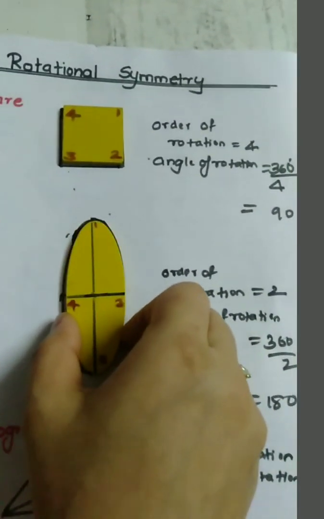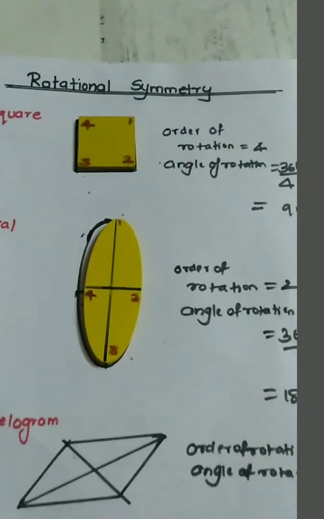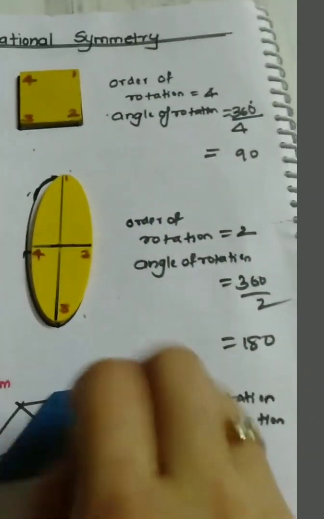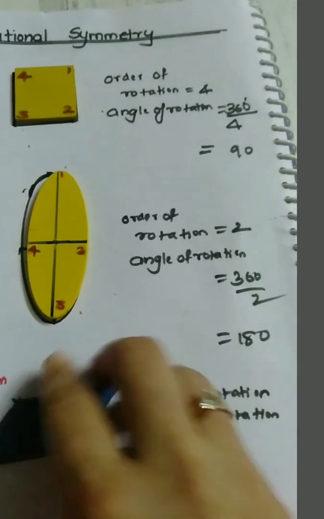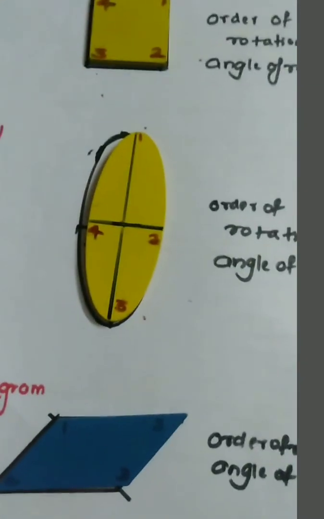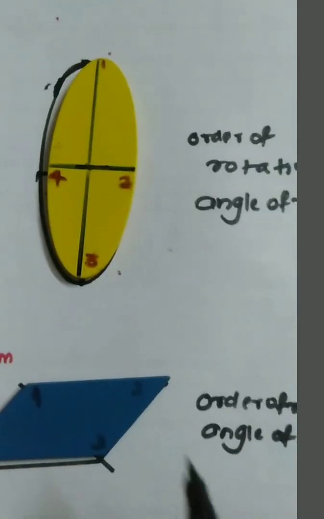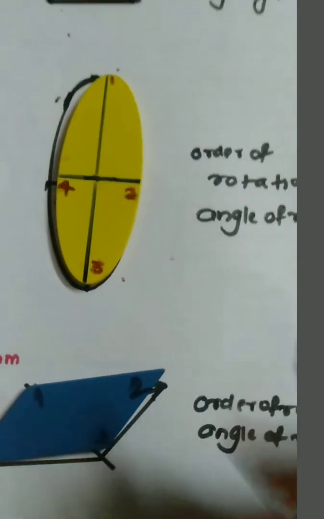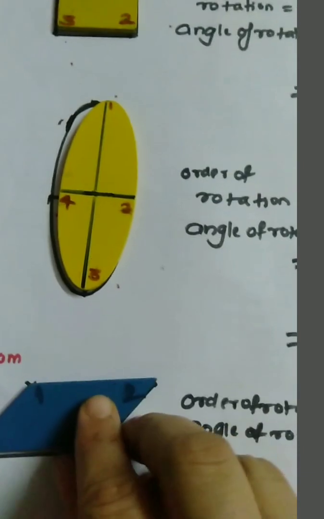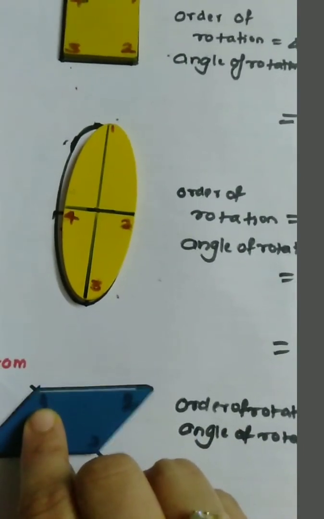degrees. That is, every half rotation the shape looks the same. Similarly, I can go for one more figure, called a parallelogram. In the parallelogram, I will give a name to each vertex. It is very difficult to analyze because of the color, but no problem.